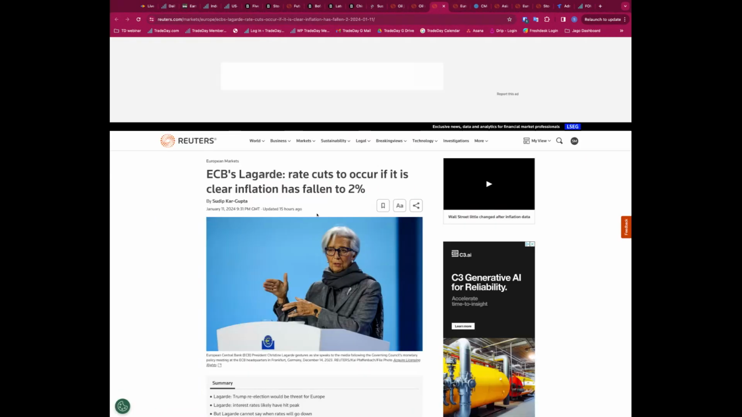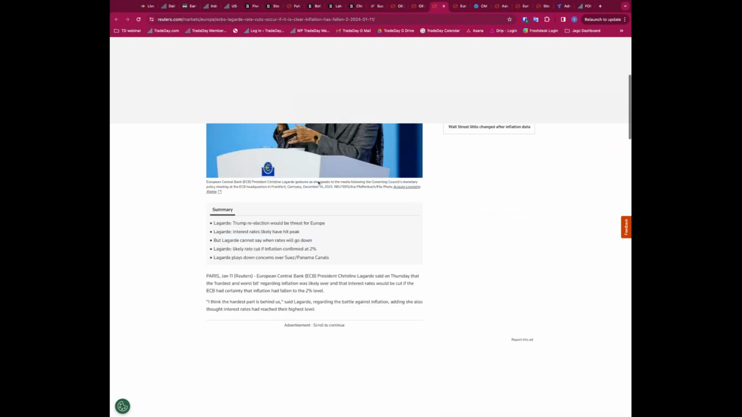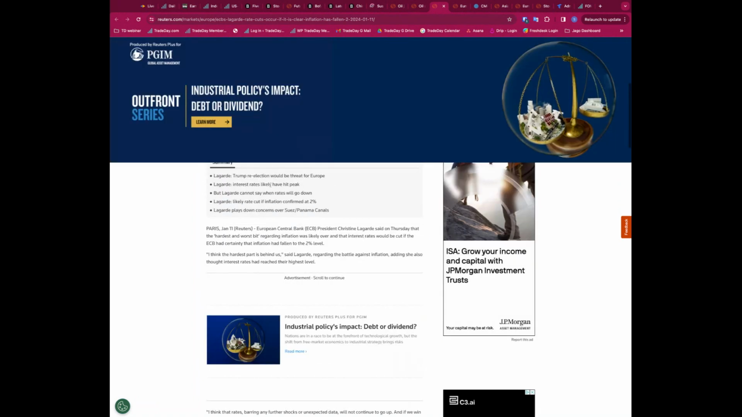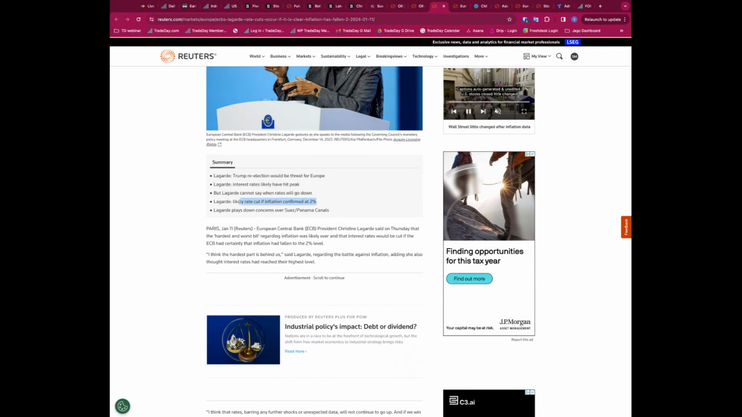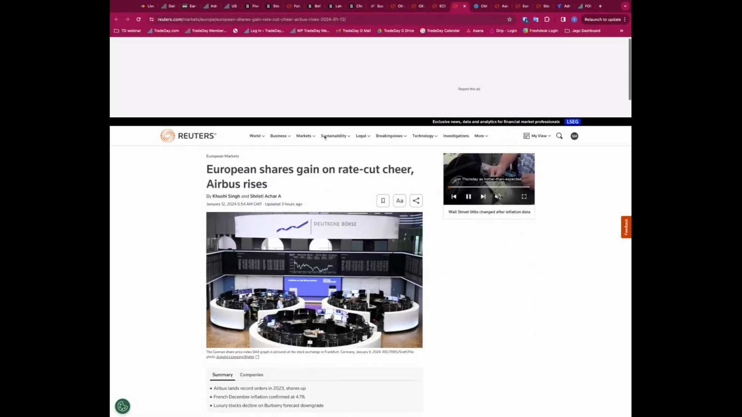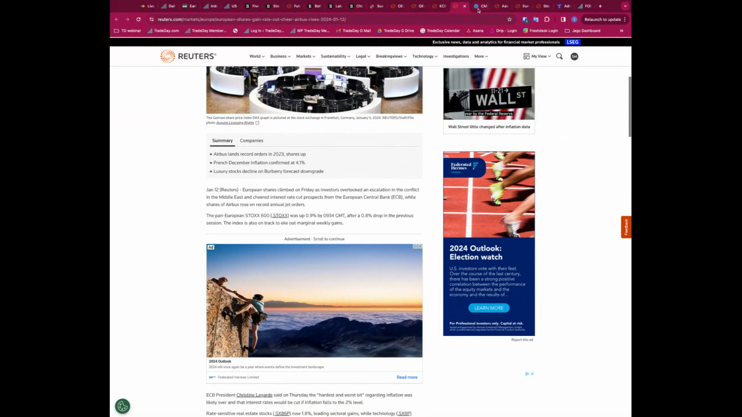Just a quick note on what I was saying there about Lagarde. So ECB, Christine Lagarde, president of the ECB: rate cuts to occur. It's clear inflation has fallen to 2%. Definitely a dovish tone. Lagarde also mentioning Trump as well. Trump re-election would be a threat to Europe, but interest rates likely have hit peak. But Lagarde cannot say when rates will go down, and looking at a likely rate cut if inflation is confirmed at 2%. So Lagarde, definitely a slight dovish shift, and that's helped European stock indices this morning. European shares gain on rate cut cheer, and Airbus also up, helping European stocks higher.